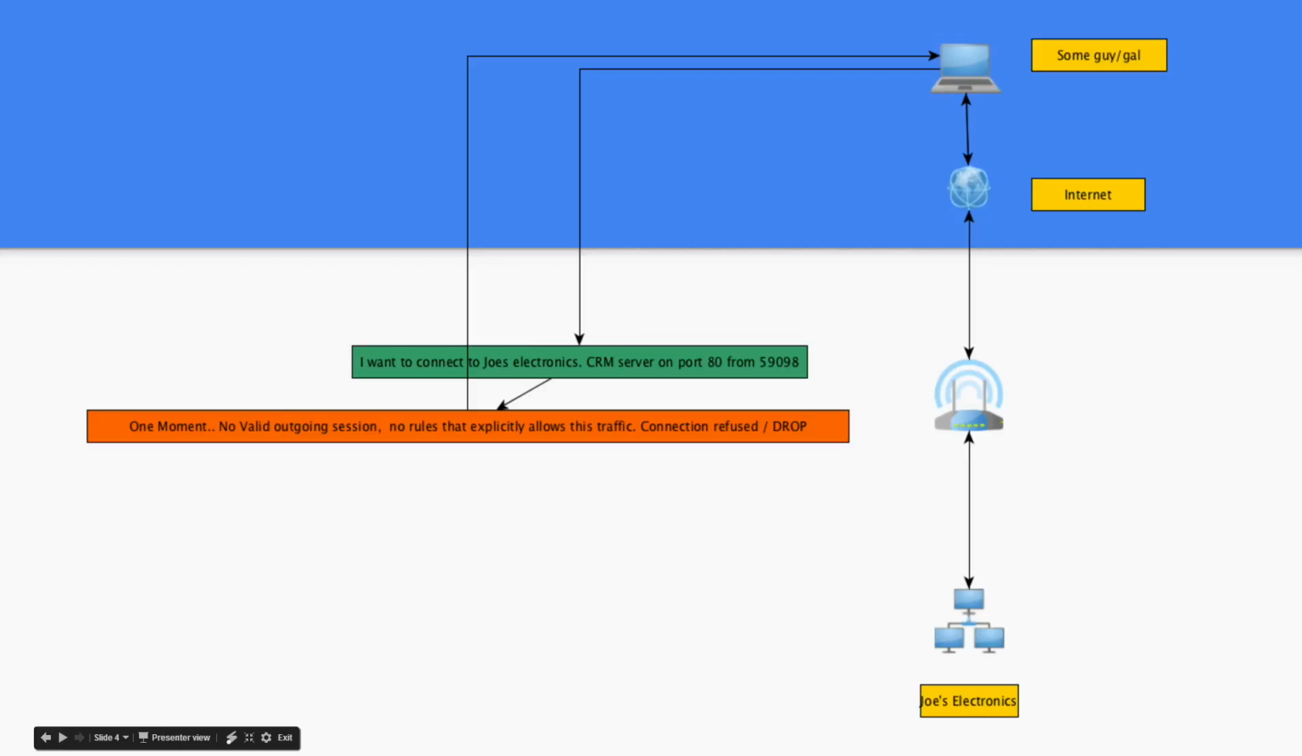It looks at its state table and says, wait, there's no valid outgoing session. Remember, the traffic originated from the outside of the network, not inside, so there's no state table entry. And there are no rules that said this traffic is allowed to pass. Therefore, the response is either silent, it silently drops it, in which case the connection times out and you get no response, or it just sends back an ICMP response, basically saying connection refused. And that's essentially how we want things to be.